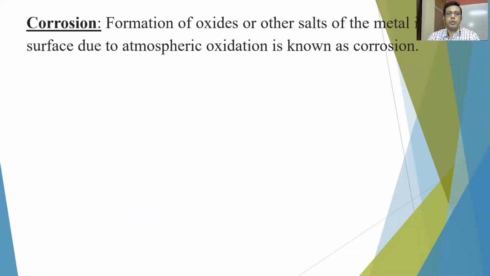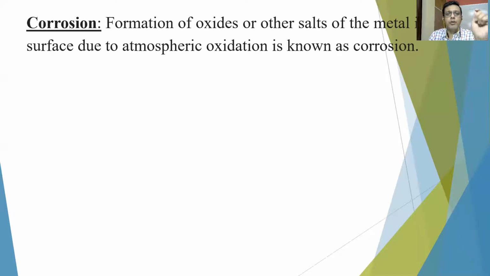Next we'll talk about corrosion. Now see, if you take a freshly cut metal, metals are lustrous. That means they have a shiny surface. But if you keep the metal in the open for a long time, what will happen? When a piece of metal is kept in the open for a long time, it becomes dull. The surface of the metal acquires some dullness because of some compound formed on the surface.